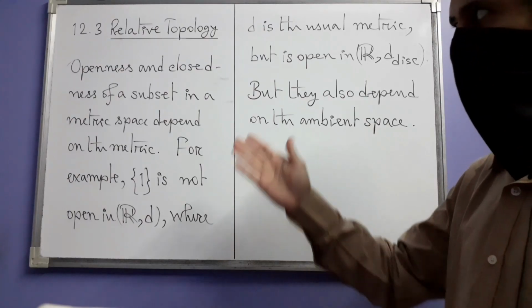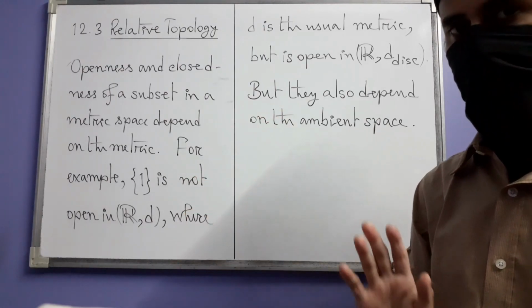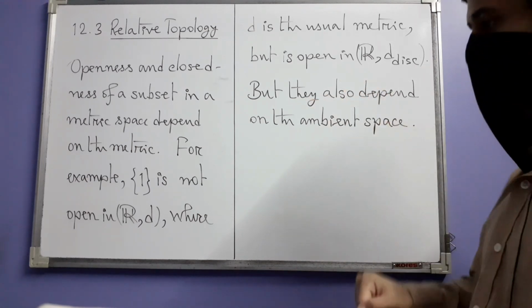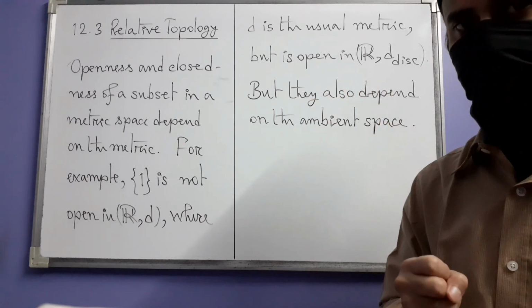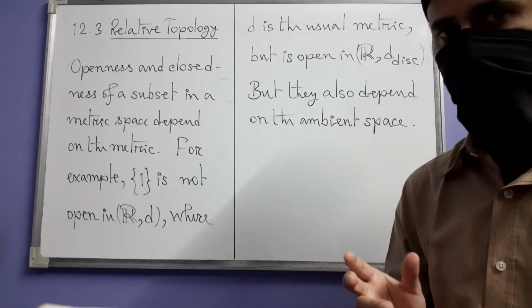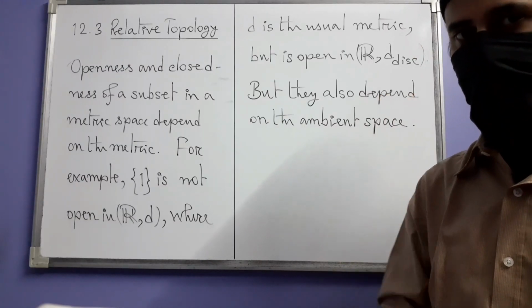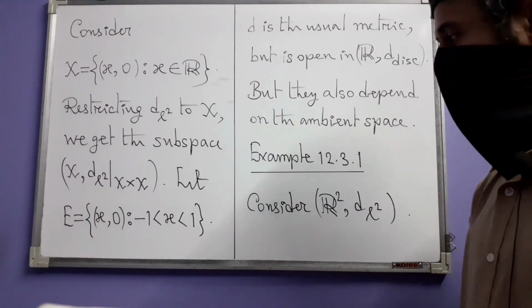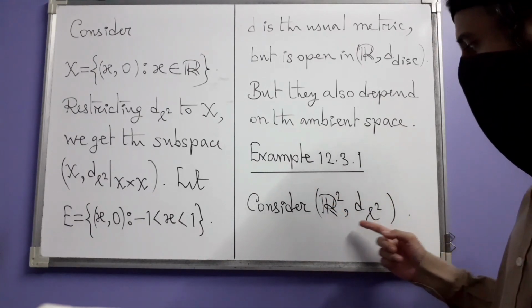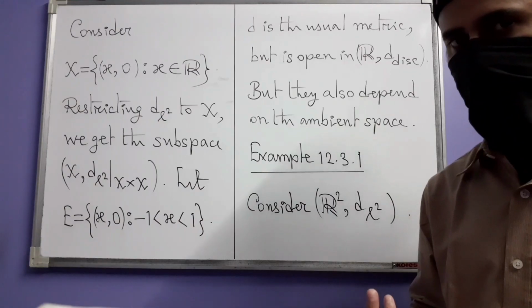Yes, of course, openness and closedness depend on the metric, but they also depend on the ambient space, the underlying space. To illustrate and to make this point more clear, we are now going to consider two examples. Example 12.3.1. Consider this space. You have already seen this before.